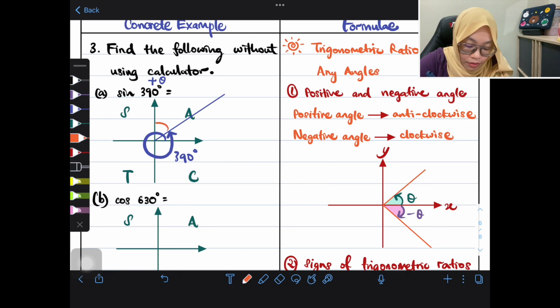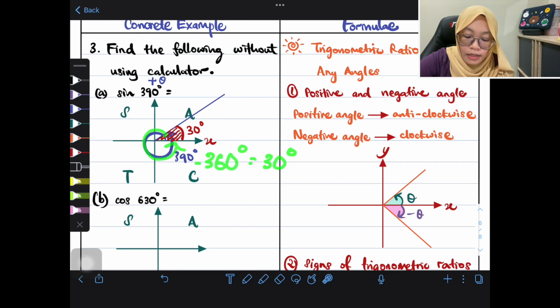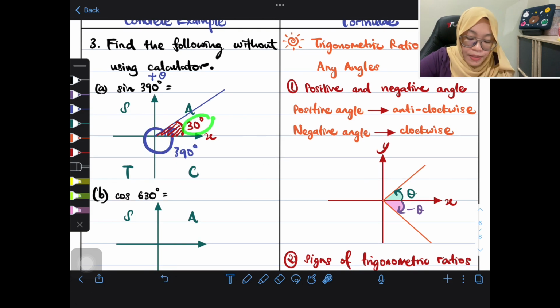So the rest of this, kamu tak bolehlah ambil the rest of that angle. Tak boleh ambil angle di mana dia rapat ke paksi Y. No, this is wrong. What you should do is, you mesti ambil angle yang berdekatan dengan paksi X. Okay, so this is actually 30 degree. You know that whole of this is the 360 degree, right? So 390 minus 360 adalah dia terlebih 30 degree angle.